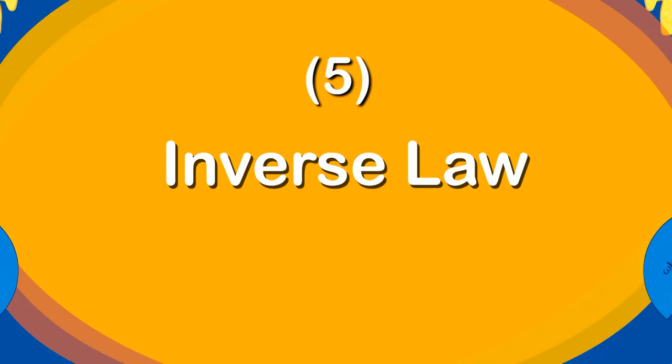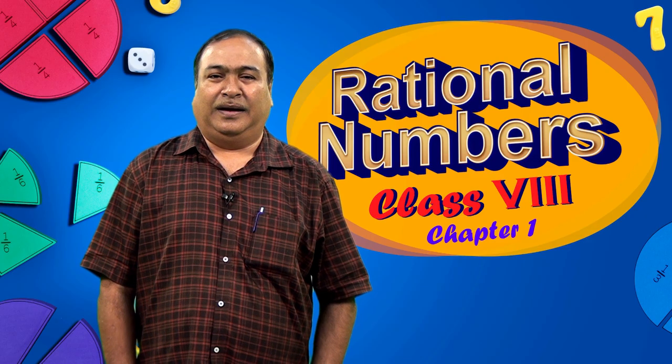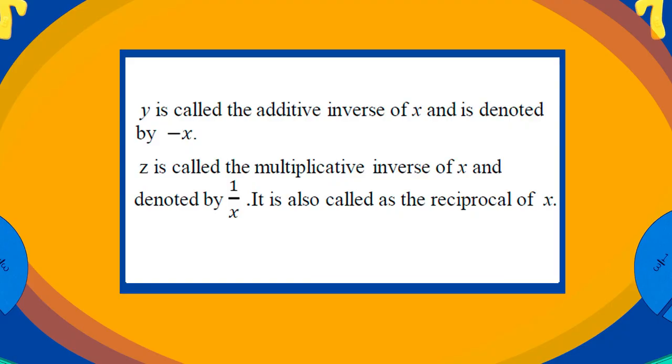Now, the next property is the inverse law. For any rational number x, there exists a rational number y such that x + y is equal to y + x is equal to 0. Similarly, if x is a non-zero rational number, then there exists a rational number z such that x × z is equal to z × x is equal to 1. In the case of addition, y is called the additive inverse, denoted by y equal to minus x, and in the case of multiplication, z is called the multiplicative inverse and is denoted by z equal to 1/x. Note that 1/x is also called the reciprocal of x.